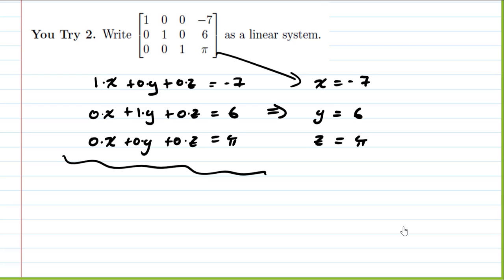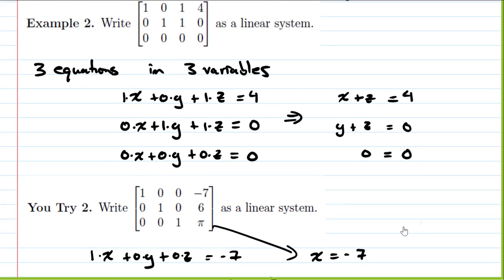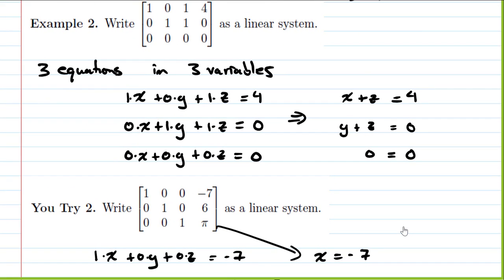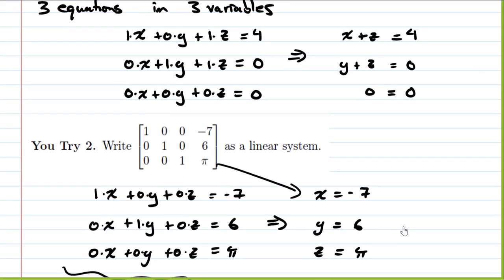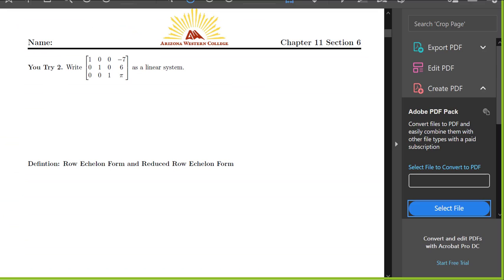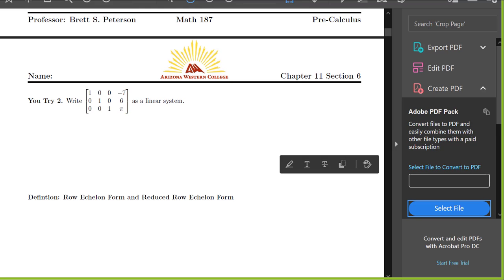We also notice that this matrix, the way it is written, is very nice because at the end, when we rewrite it as a system of linear equations, x is by itself, y is by itself, and z is by itself. So it tells us x is negative 7, y is 6, and z is pi. In the previous example, that didn't happen. So we're going to spend a little time talking about what each of these are and represent and how that can be helpful.